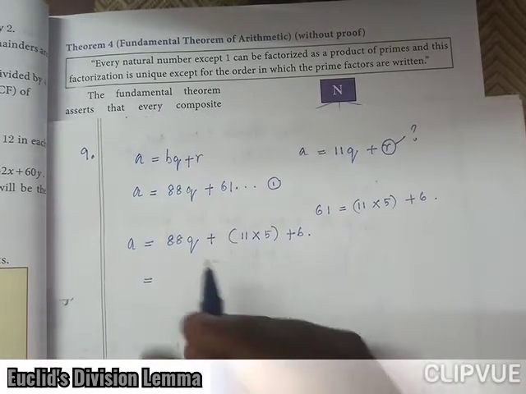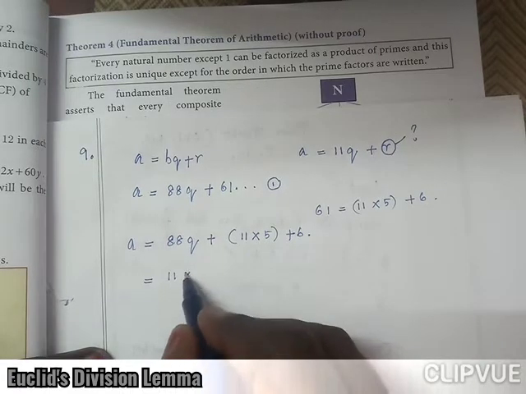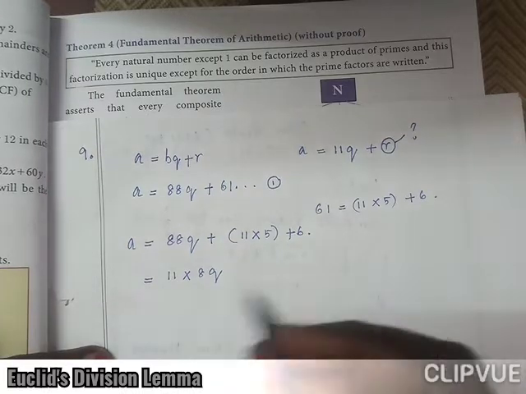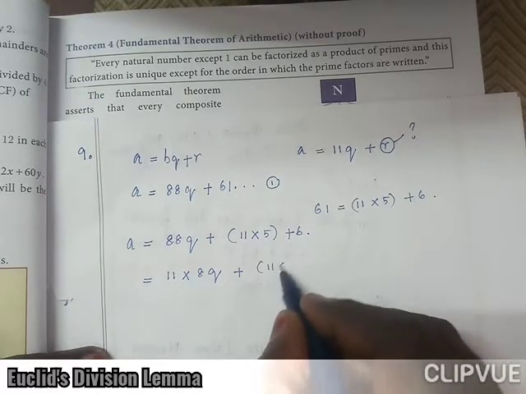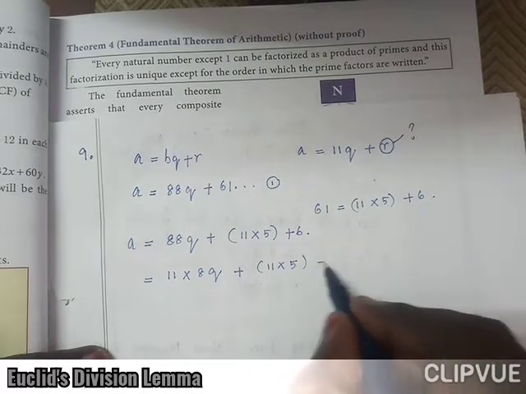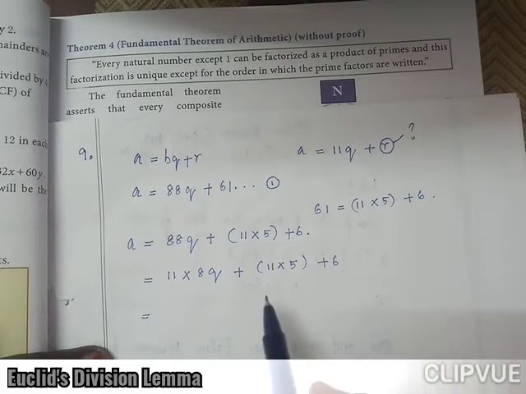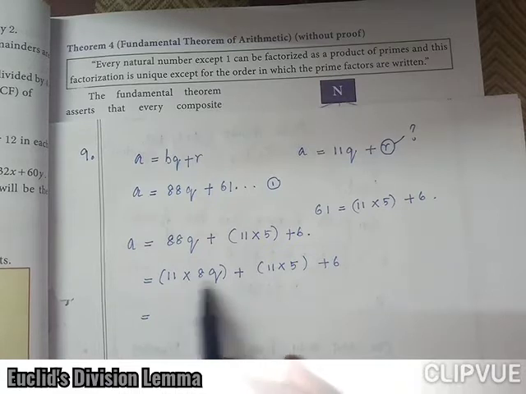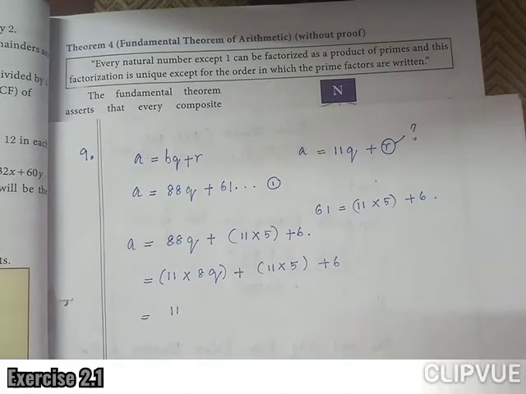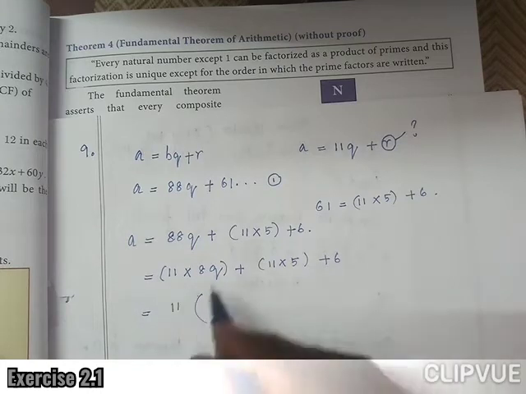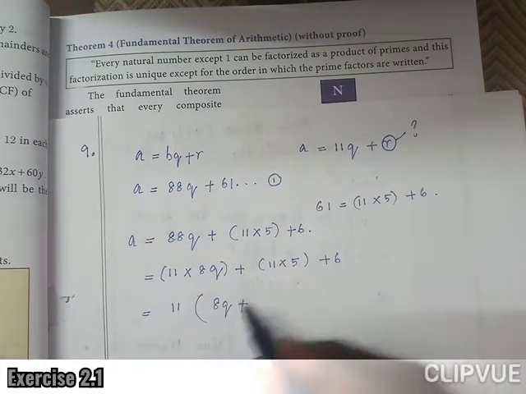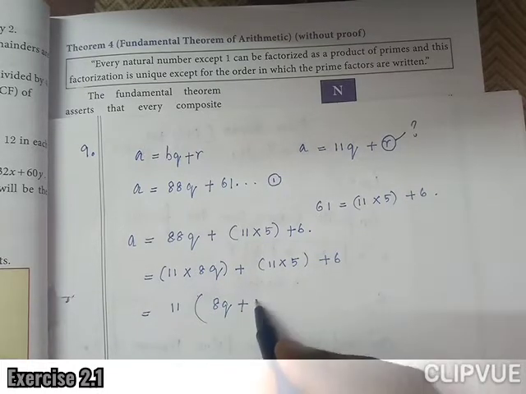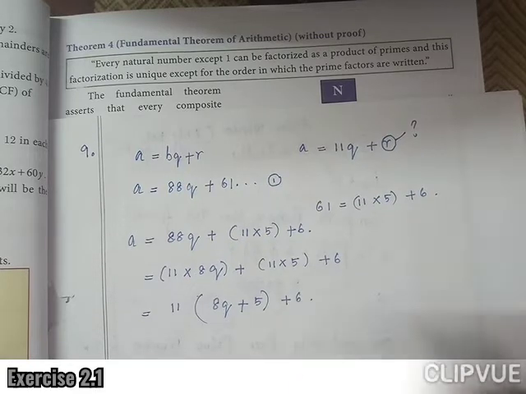This 88 can be expanded as 11 into 8Q. 11 into 8, 88, you know. Plus this 11 into 5 plus 6. Now how many terms are there? This is the first, this is the second, this is the third. From the first and second, 11 is the common factor. If you take that out, what do we get? 8Q plus 5, here 11 we took out, so 5 will be there. So 8Q plus 5 plus 6.